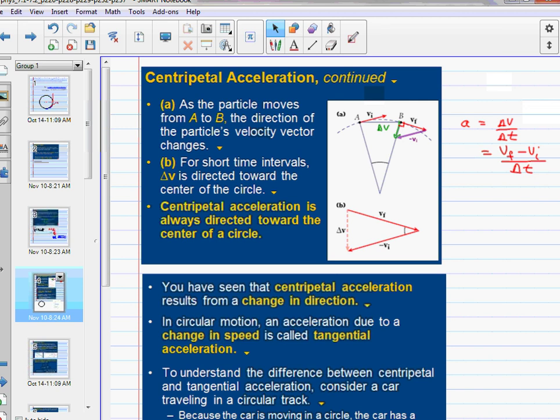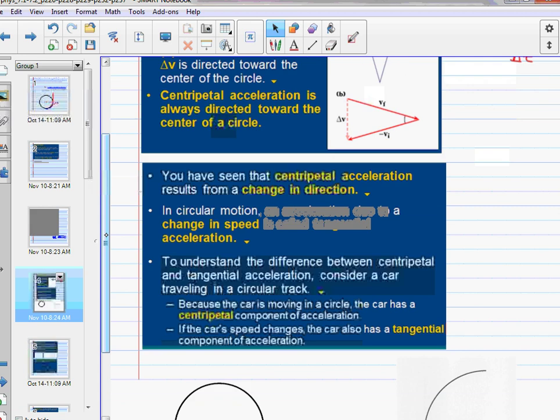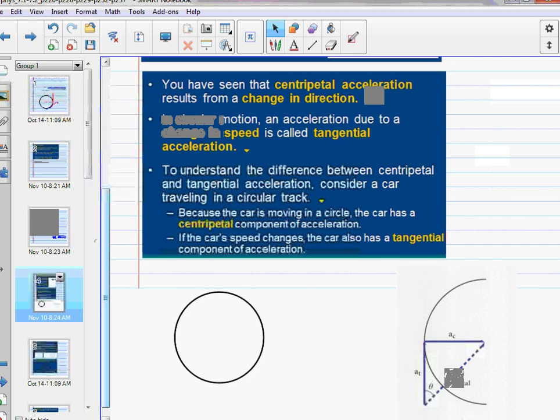So, see, even when you become a graphical artist, you need to know physics. All right. Centripetal acceleration is always directed toward the center of that circle. Second kind of acceleration is tangential acceleration. So what we've seen first is the centripetal acceleration directed toward the center simply from changing direction.